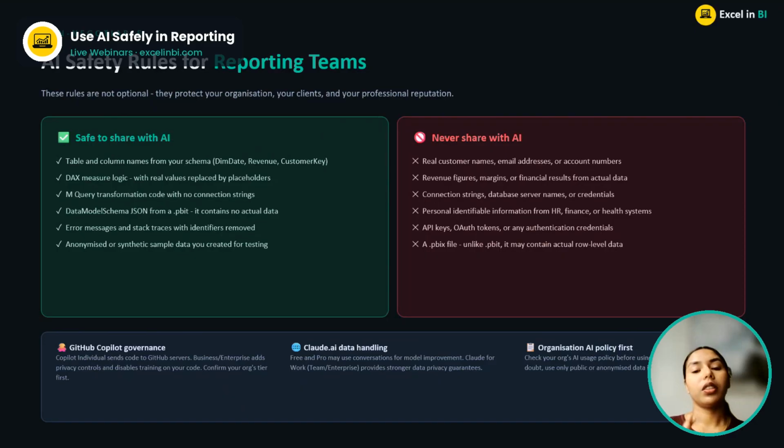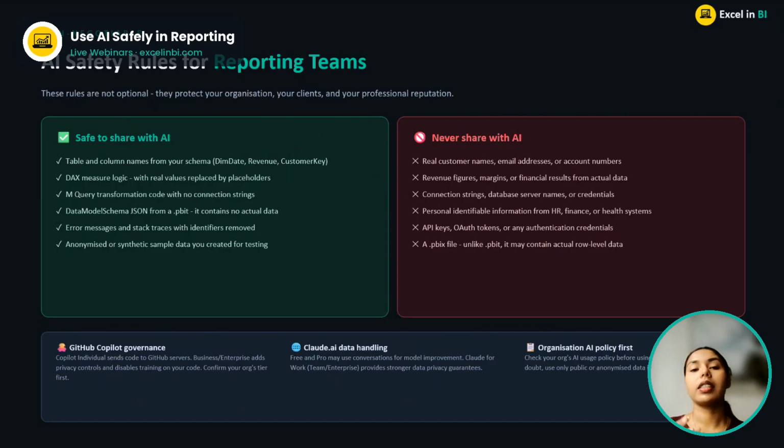But the things you do not share with AI are real client data. Any content related to real client data, never share with AI. Then the revenue figures, the actual figures like revenue, cost, margin, whatever it is, never share such data with AI. Then the third one is connection strings, database server names or API keys. Never share such important passwords with AI.